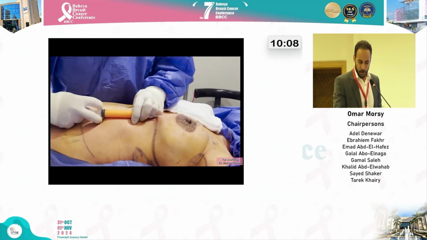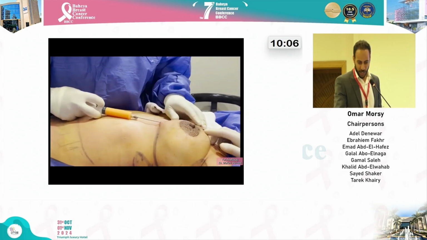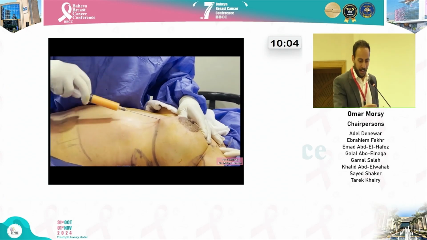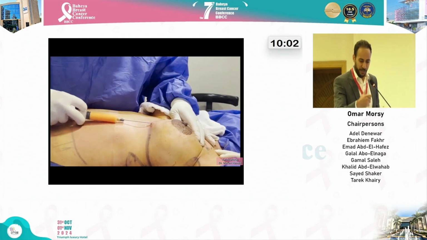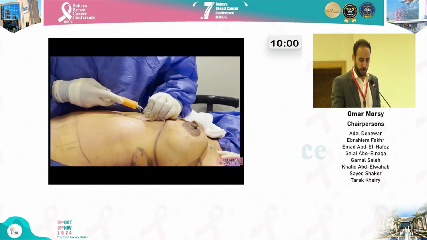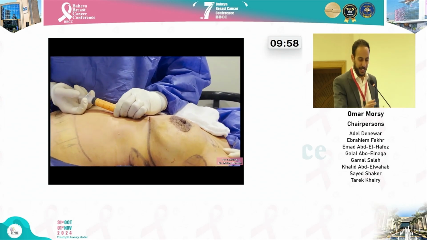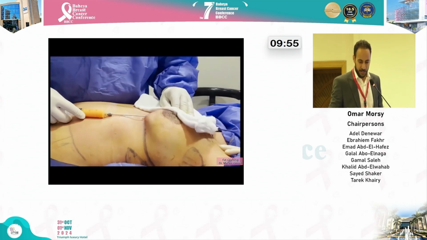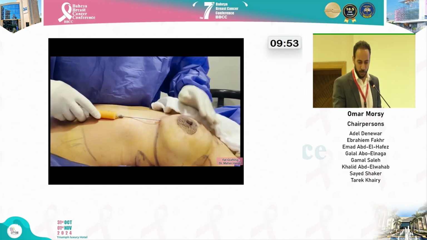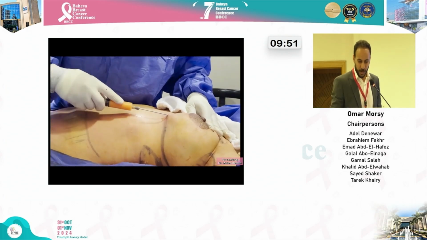As you can see here now, we inject the fat in thin lines. We cannot inject the whole fat globules in one push. We have to introduce it in thin lines in order for the fat graft to take well in the breast. Here we inject in the LD flap, and we inject subcutaneously as well.